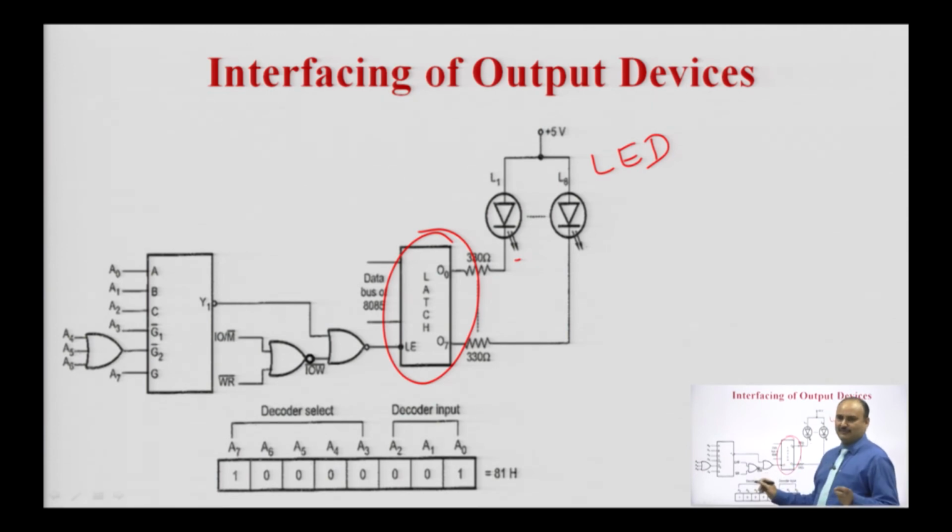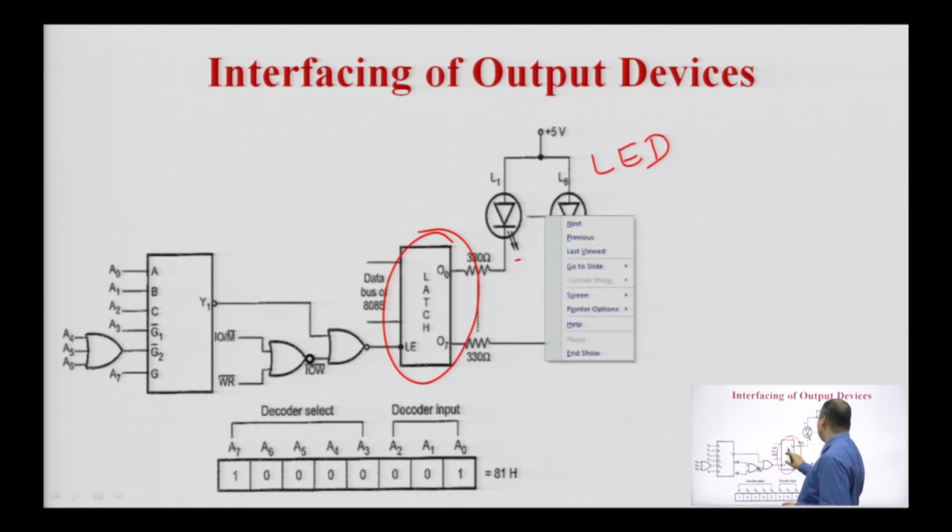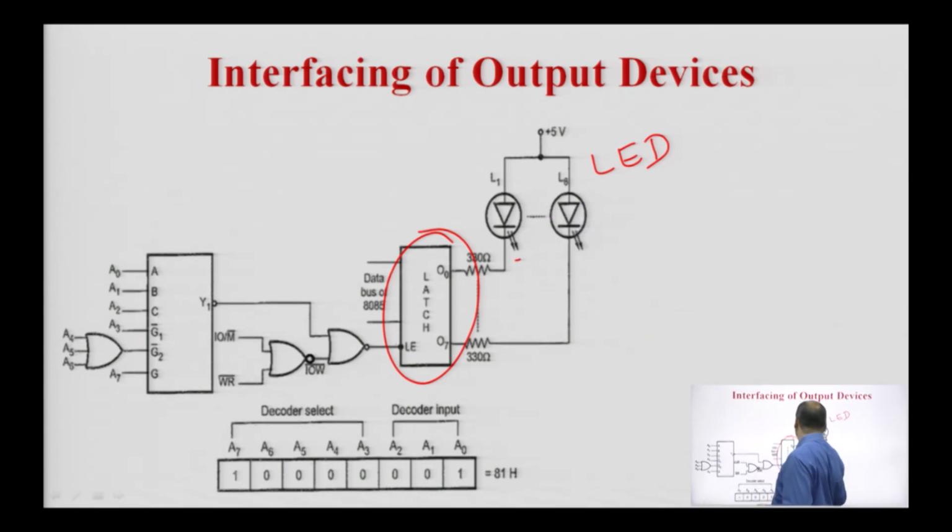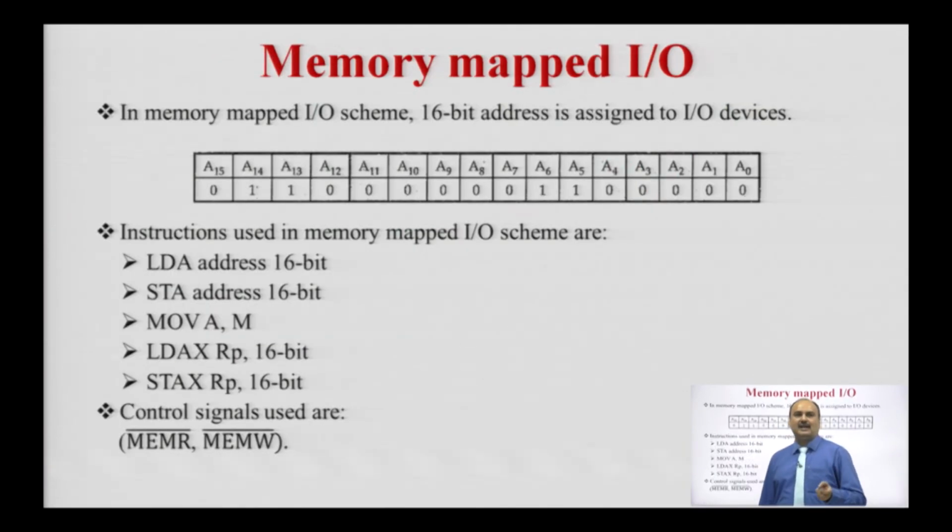With the help of the latch enable signal, the latch is enabled, and the combination of the A0 to A7 address lines is required to generate the enable signal. Once the latch is enabled, it passes the data from the microprocessor to the LEDs connected to the output interfacing device. And the last topic is the memory mapped input output scheme.